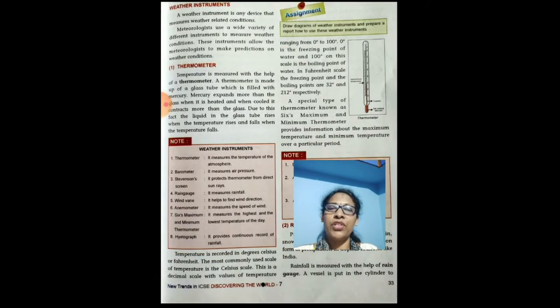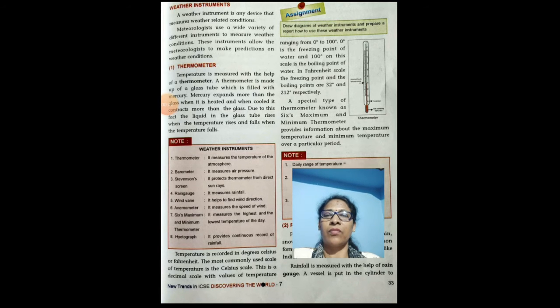Today I am going to teach you the weather instruments, the instruments which are used to measure the weather and the climate. So today in this video I am going to explain the instruments which are used to measure the weather. So what is a weather instrument? A weather instrument is any device that measures weather related conditions. Meteorologists use a wide variety of these instruments to measure weather conditions. These instruments help the meteorologists make predictions of the weather conditions.